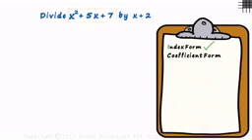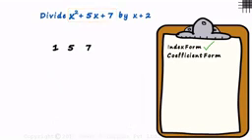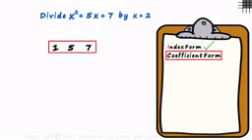Remember, we write the coefficients only after we have written the polynomial in the index form. The coefficients are 1, 5 and 7. The first two steps are very simple. After the index form, we just write the coefficient form.